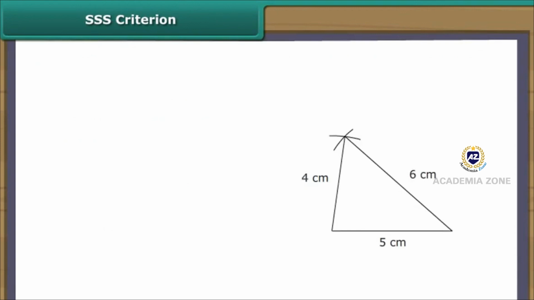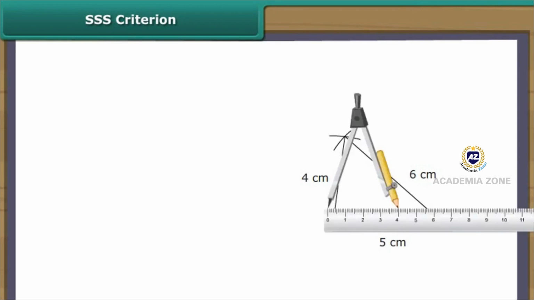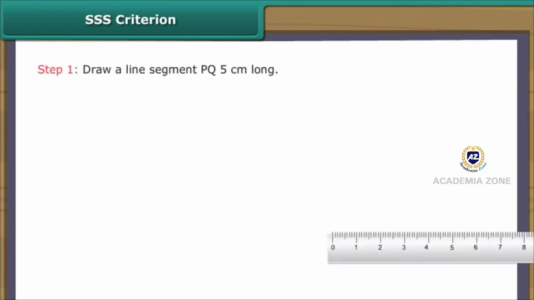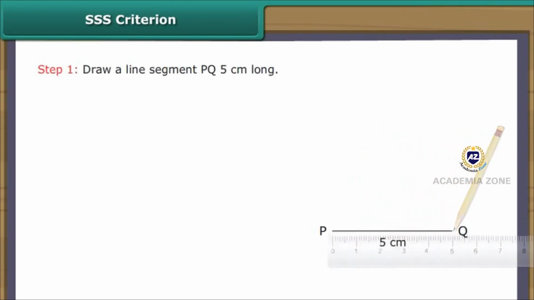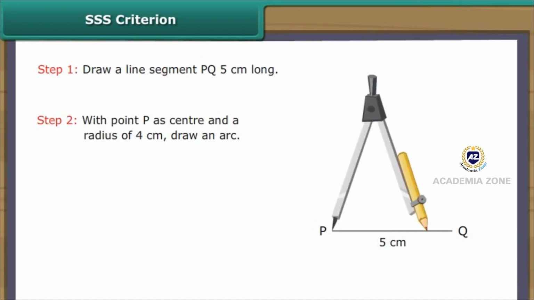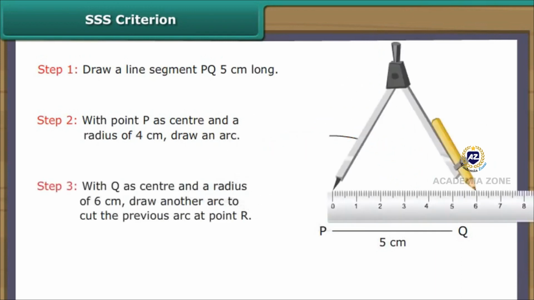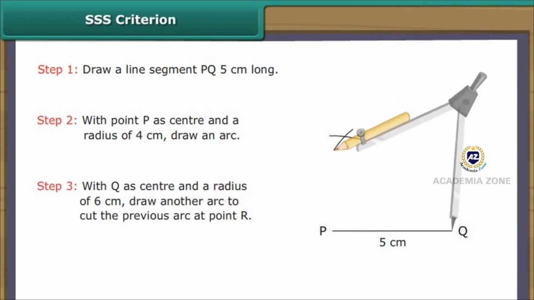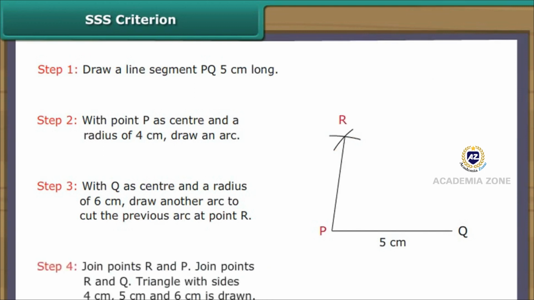SSS criterion. Let us draw a triangle whose three sides measure 4 cm, 5 cm and 6 cm with the help of a ruler and a compass. Draw a line segment PQ 5 cm long. With point P as center and a radius of 4 cm, draw an arc. With Q as center and a radius of 6 cm, draw another arc to cut the previous arc at point R. Join points R and P. Join points R and Q. Triangle with sides 4 cm, 5 cm and 6 cm is drawn.